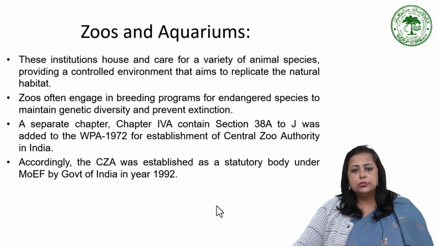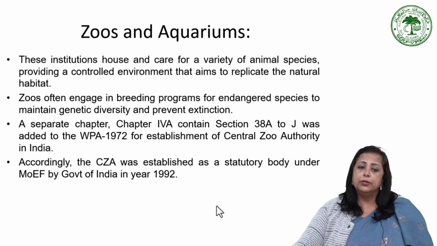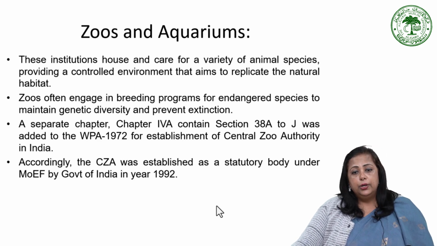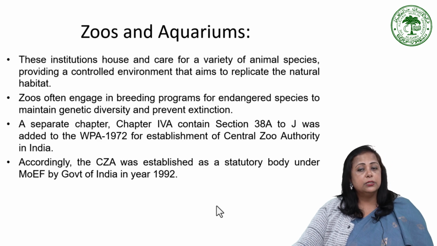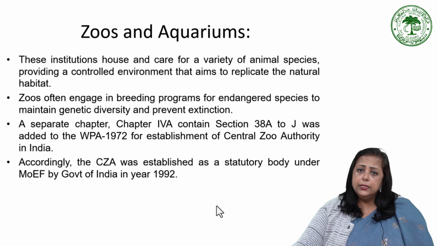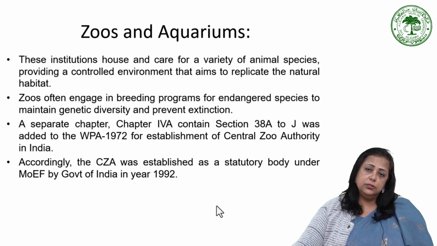These institutions house and care for a variety of animal species, providing a controlled environment that aims to replicate the natural habitat. Zoos often engage in breeding programs for endangered species to maintain genetic diversity and prevent extinction. If you want to save a species from extinction and the population is really very, very low, we bring some viable population to the zoo for captive breeding programs so that the population can increase and we can release the species in the wild.